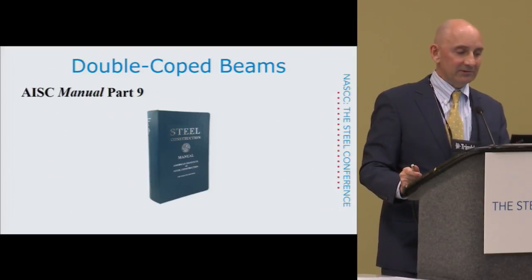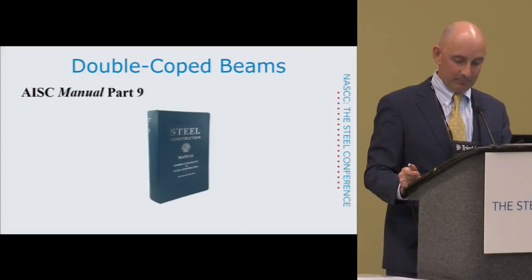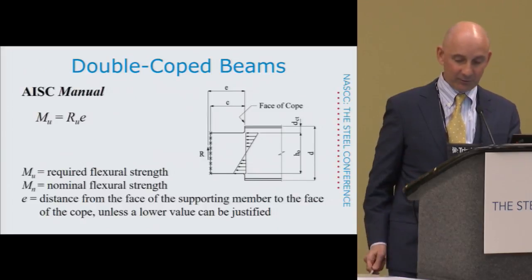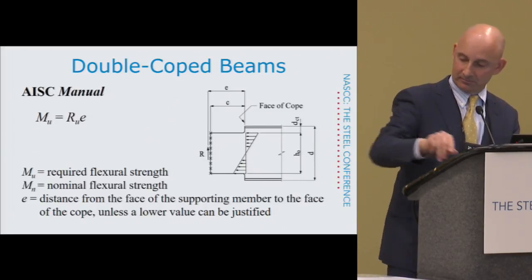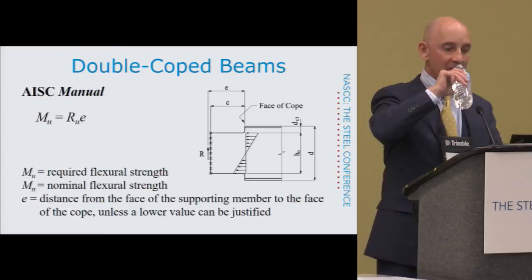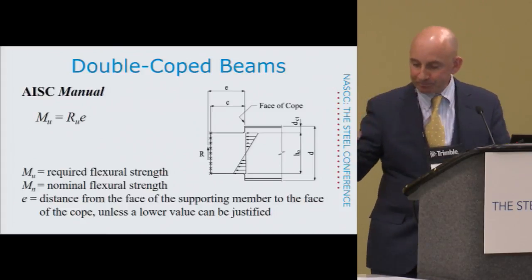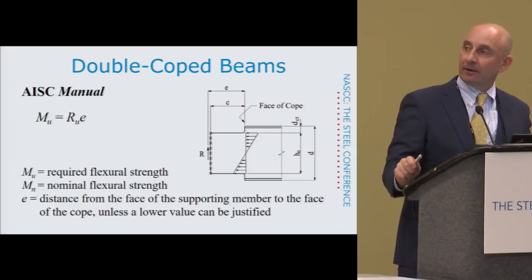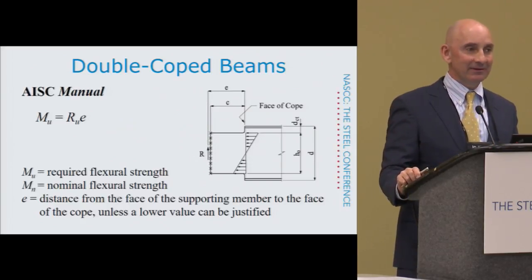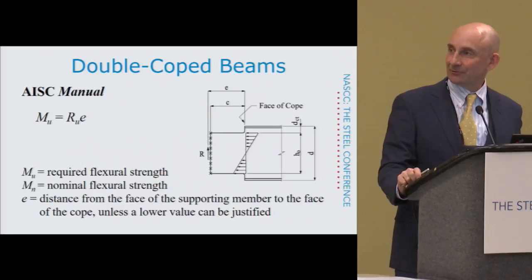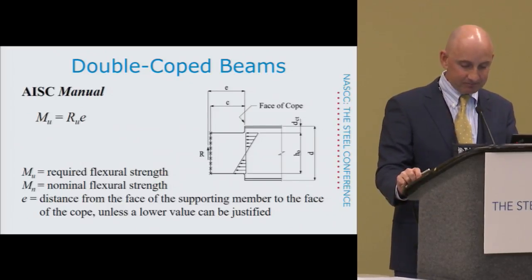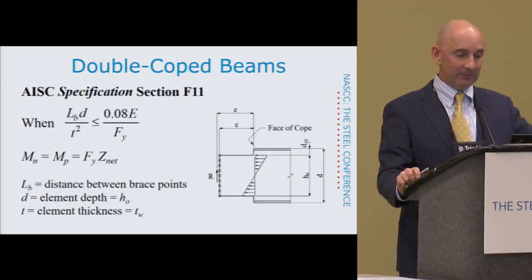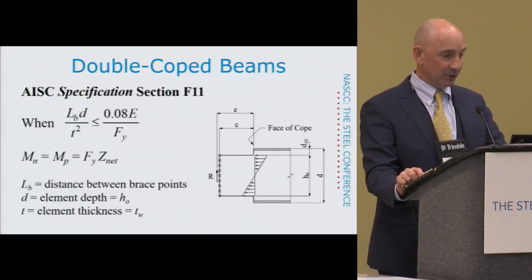So let's take a look at what's in Manual Part 9 for the double coped beams. We already know this part, but don't forget about E. The lower value that can be justified for E is also in this part. In fact, I think it's just one at the very beginning for double cope and single cope for defining E.